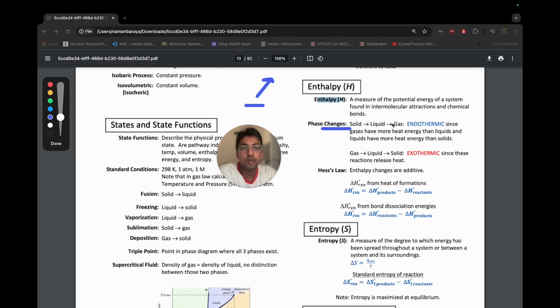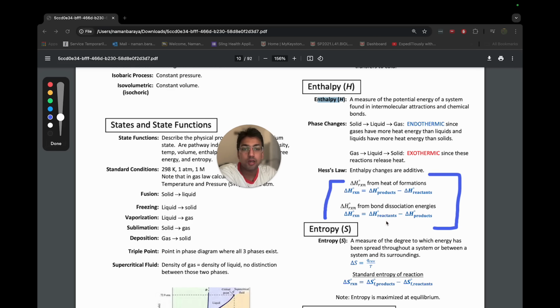Phase changes, so solid to liquid to gas, that's endothermic, that requires heat, right? If you have an ice cube, it's only going to melt if there's a hot sun outside. So that's what that's saying basically. And then gas to liquid to solid is exothermic, it releases heat. So when a gas goes into liquid and then a liquid goes into solid, that's releasing heat. Hess's law is that enthalpy changes are additive, and you're probably going to be tested on this. I would do just a question on Hess's law, and it's going to make a lot more sense.